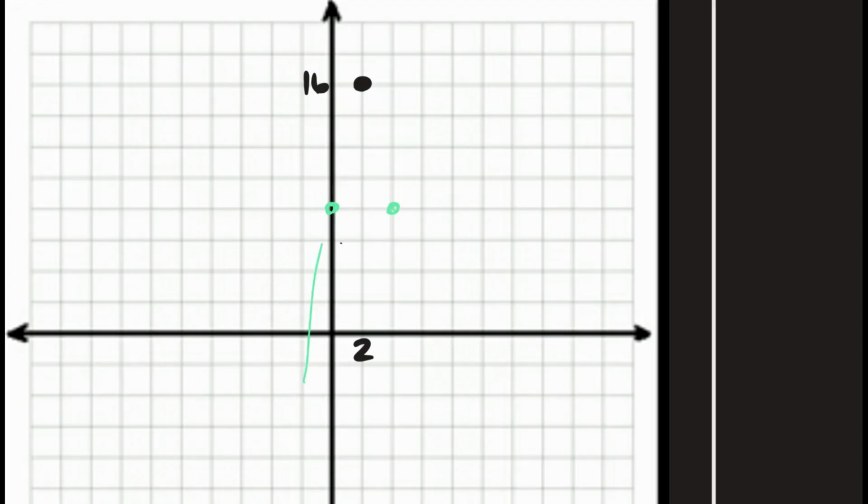Well, you can't really see the green very well. I guess I'll just keep doing black.